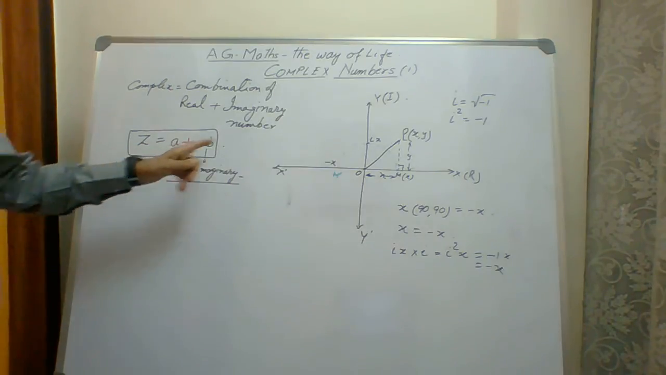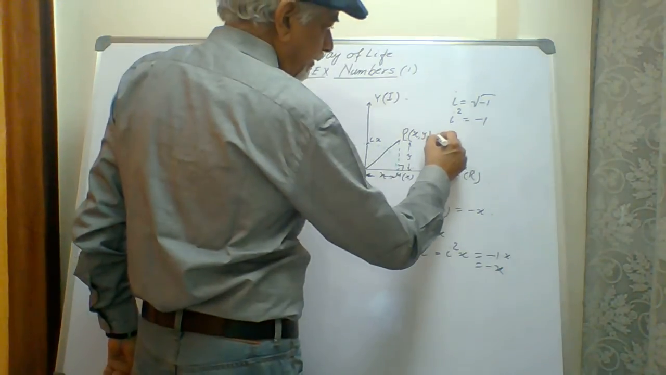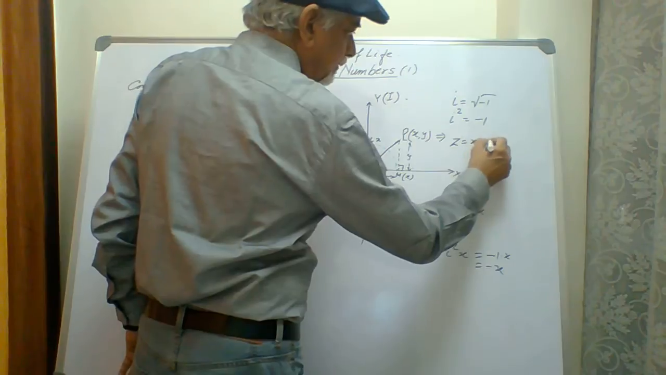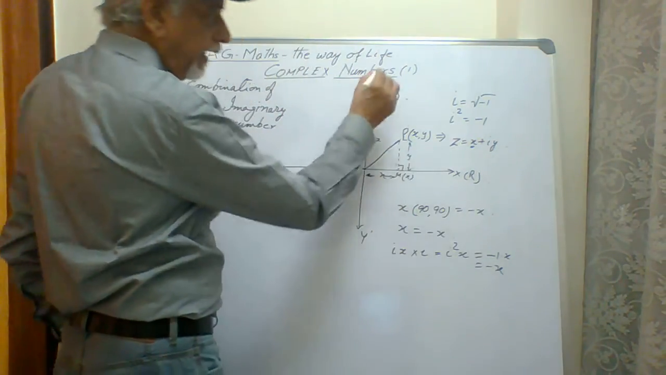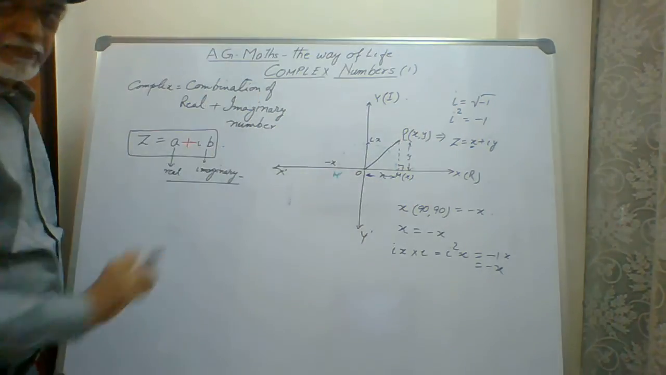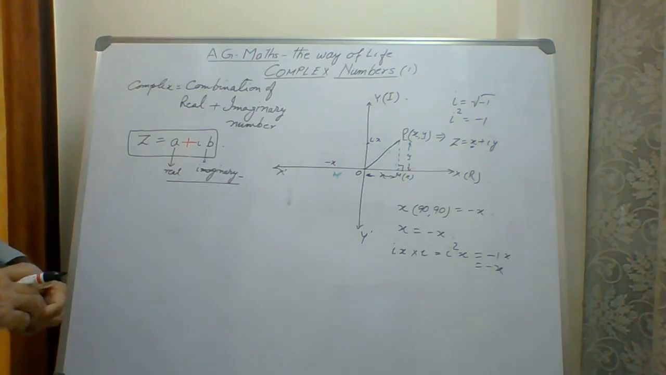So this is the coordinate represented by a complex number. A complex number is a combination of x plus iy, or I can say alternatively z is equal to x plus iy. It is a combination of a real value and an imaginary value, which gives me a point P, and that point P is represented by a complex number z.